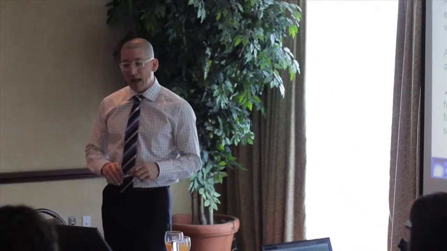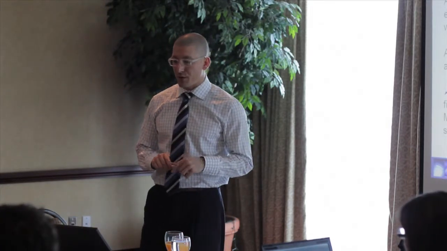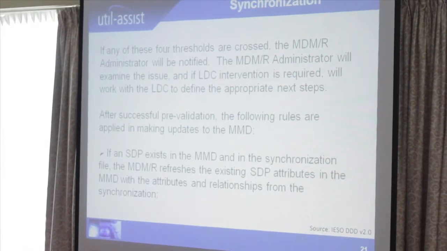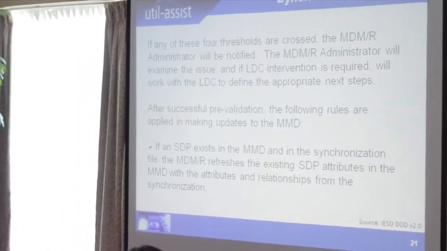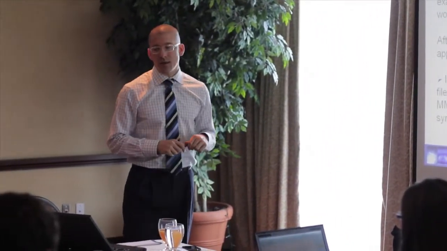Okay, once they pre-validate the sync files, there's a few simple business rules they go through. We don't get into too much of the detailed business rules here because there are so many business rules. Synchronization processing is pretty complicated. But basically, if an SDP exists in the meter master data and in the sync file, the MDMR will compare the data they have against what's in the file and update the relationships accordingly. If an SDP exists in the meter master data and the sync file contained errors, then no updates are made.